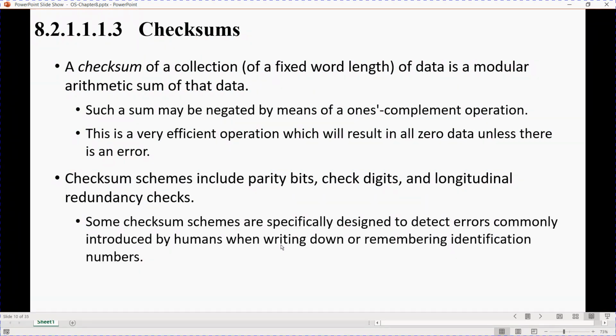Some checksum schemes have been specifically designed to detect the kinds of errors that humans commonly introduce when they are making a mistake writing down things or misremembering identification numbers.